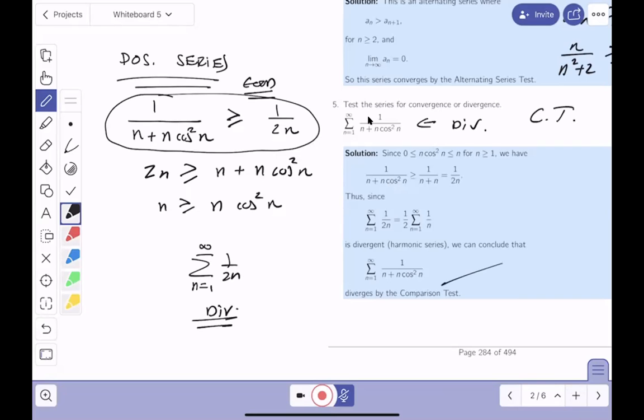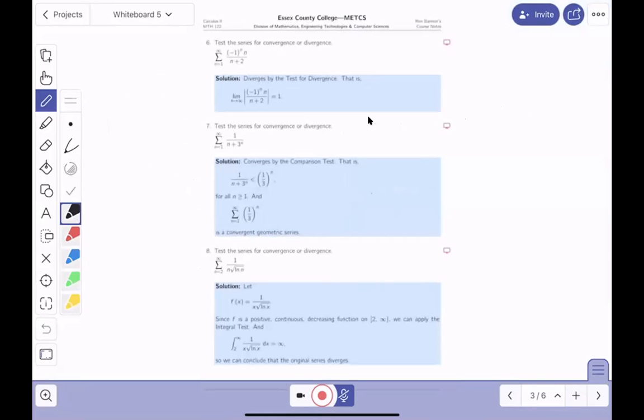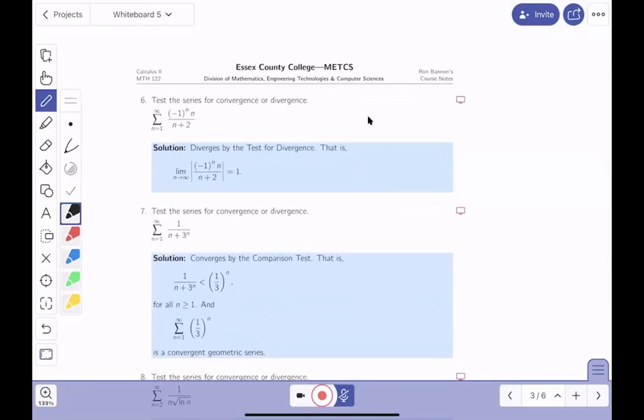Let's go to the next question. Clearly an AST. And let's take a look at the limit as n goes to infinity. And that's going to be what? n over n plus 2. Unfortunately, this is going to be the number 1. No good. All right, I'm not going to use the AST.